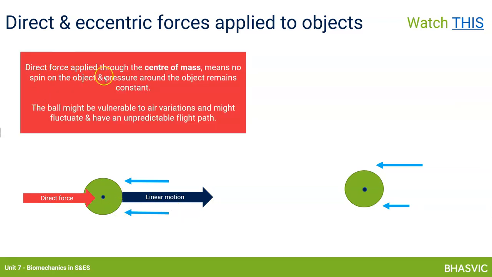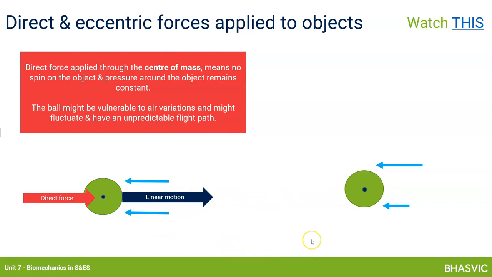So, if a direct force is applied through the centre of mass, it means there's no spin on the object, there's no pressure differences, so this air will flow around the top and will flow around the bottom at the same velocity and carry on behind. There'll be the same air pressure above as below. So air velocity and air pressure around the sides of the ball will be equal because the ball is not spinning. Knuckleballs, I believe, are effective because they're a little bit unpredictable. They kind of wobble rather than spin sometimes in the air.